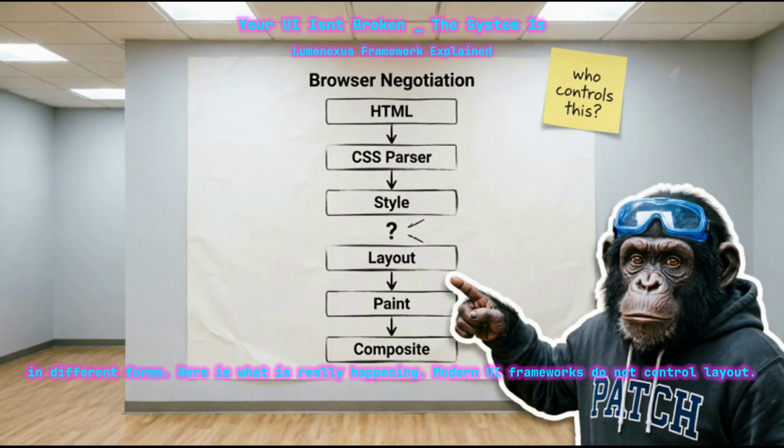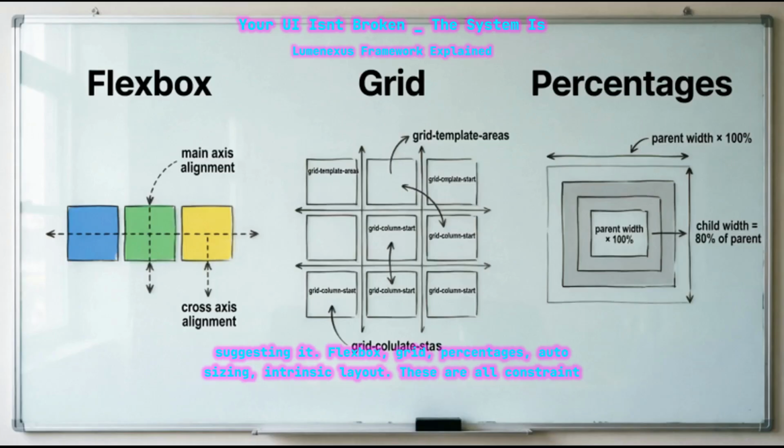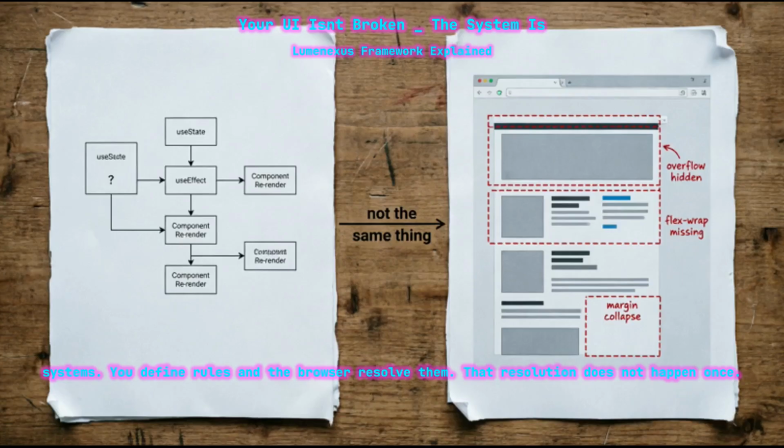Here is what is really happening. Modern UI frameworks do not control layout. They negotiate layout with the browser. You are not telling the system where things go. You are suggesting it. Flexbox, grid, percentages, auto-sizing, intrinsic layout. These are all constraint systems. You define rules, and the browser resolves them.